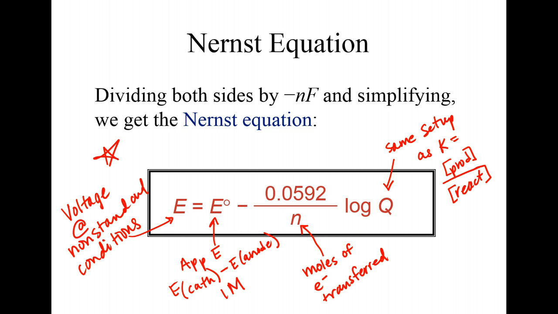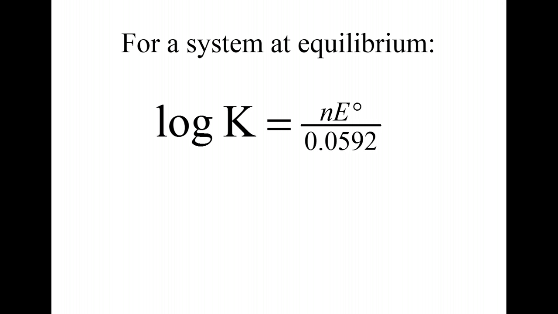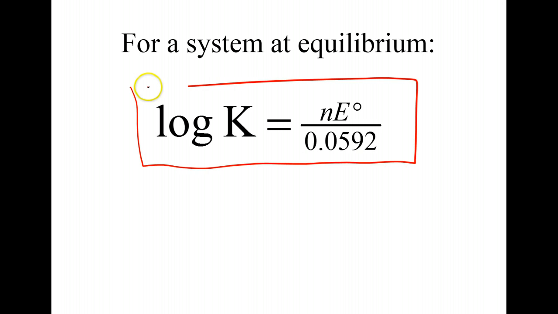Speaking of equilibrium, there is one other way to manipulate this equation. If you happen to be at equilibrium, then we don't use Q, we use K instead. So sometimes we can establish a nice connection here between electrochemistry and equilibrium. If you can figure out your E standard and use it at equilibrium, then we can write another form of the Nernst equation. For a system at equilibrium, we have log of K equals n E standard over 0.0592.